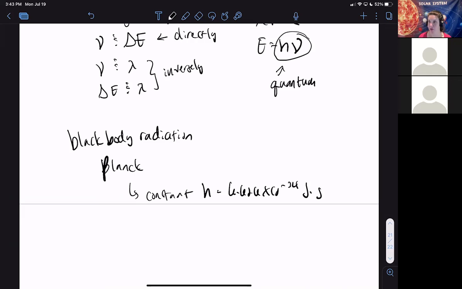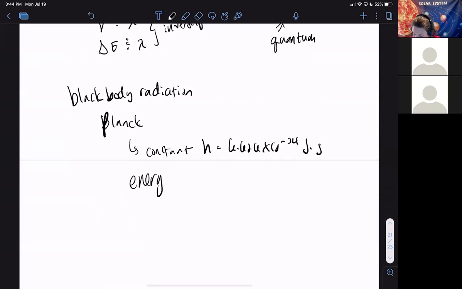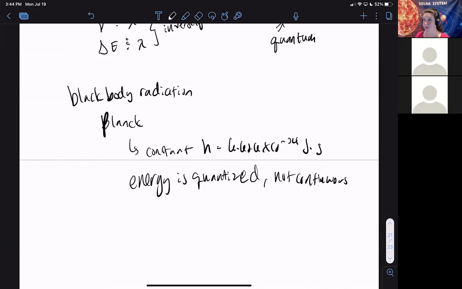So he was the first one to really say that energy increases in a stepwise quantized manner as opposed to continuous. So energy is quantized, not continuous. If it was continuous, then we could just keep on increasing the intensity of something, and that should increase the energy and decrease the wavelength, which is not true.